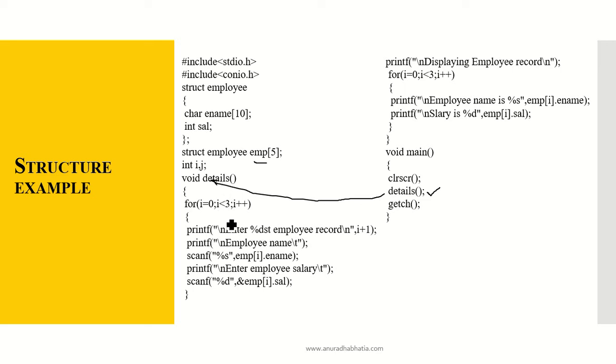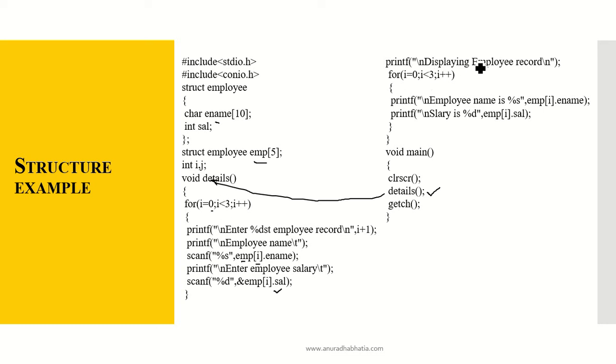So i is equal to 0, i less than 3, i plus plus. Enter the first employee records as i plus 1, because i is starting from 0, so I have written i plus 1. Employee name, it is a string, so employee[i].ename. Employee is my structure variable which will be used for accessing. As it is an array, so e[i].ename. And enter employee salary, so %d, emp in the bracket the index of the i, and sal. So this is how it will be accessed for 3 members.